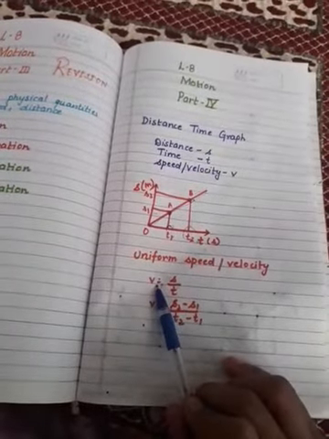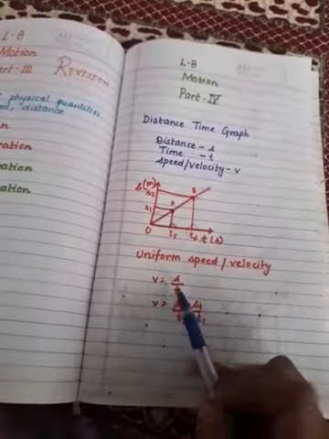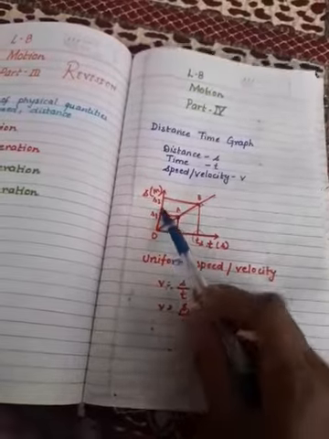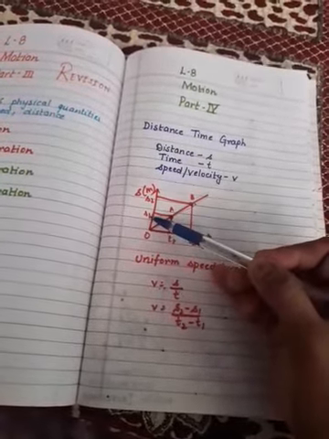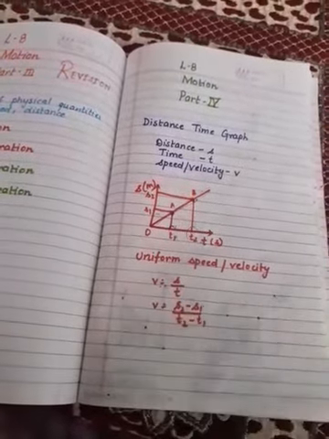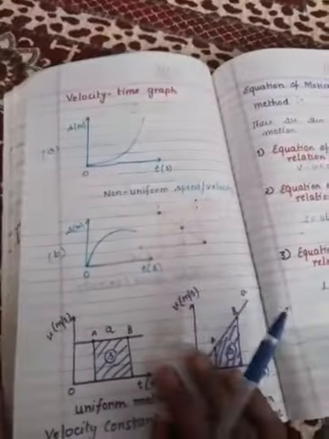As you know, the speed formula is distance upon time. Speed is equal to distance upon time. Here we have distances S1, S2. So one is final, one is initial. Final minus initial we have to do. S2 minus S1 upon T2 minus T1.